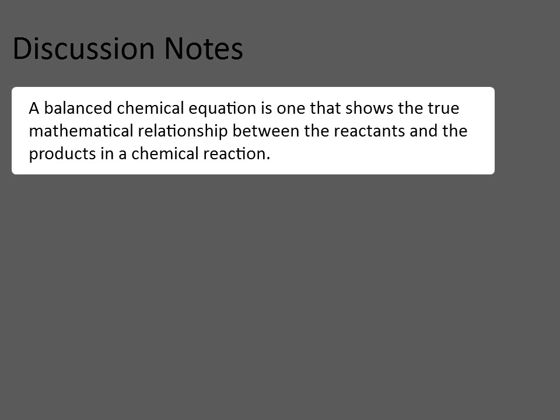A balanced chemical equation is one that shows the true mathematical relationship between the reactants and the products in a chemical reaction. The first step in balancing chemical equations is to take an inventory of the atoms on each side. When doing the atom inventory, you use the number in front of each unit, the coefficient, as well as the subscripts in the formula for each unit.